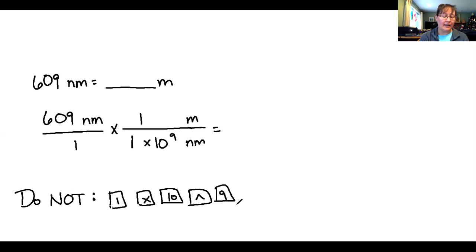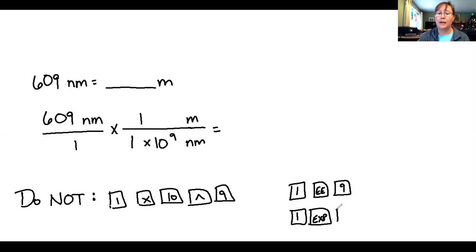On this calculator, I actually have an EE button. So I would put this in on my calculator like this: 1, EE, 9. Okay, and this is how I'll put scientific notation in. Some other options that I've seen on calculators is 1, and then maybe you have an EXP button, and then 9.